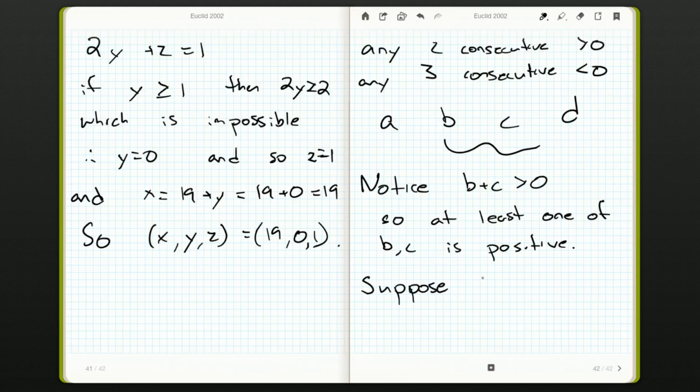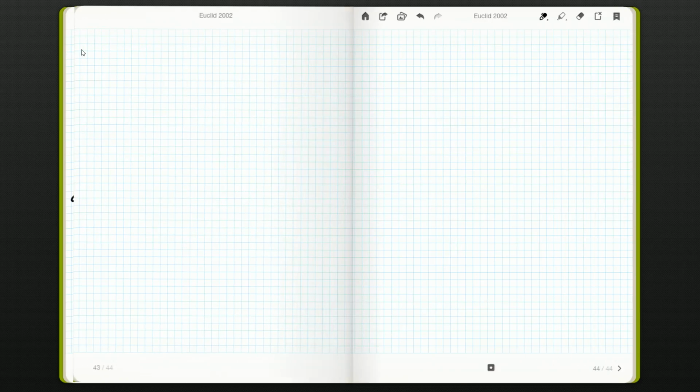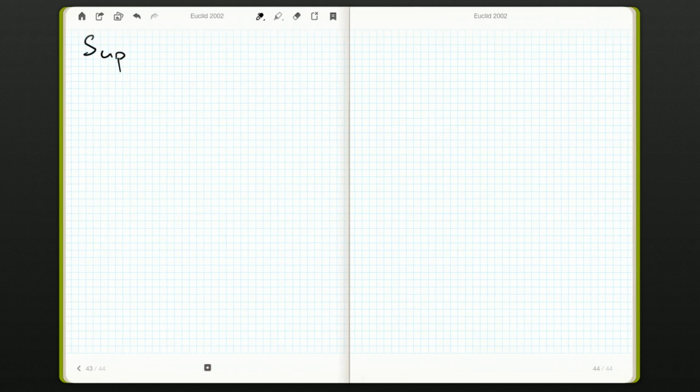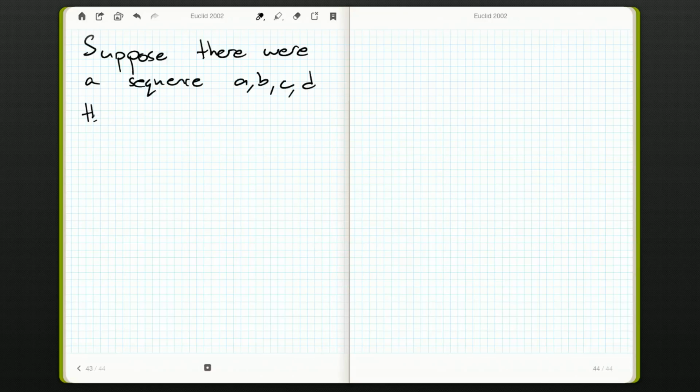Okay, so we should probably start writing it up nice and neat. So here's our start of the proof, and we want to start with something. So let's suppose there is a sequence. So suppose we did have numbers A, B, C, and D that satisfied the given conditions.